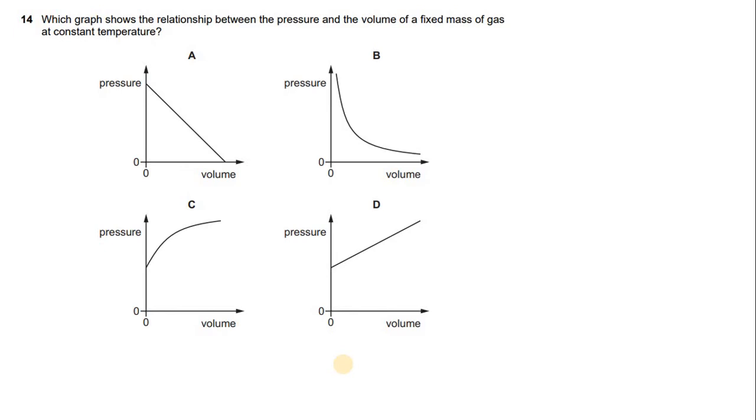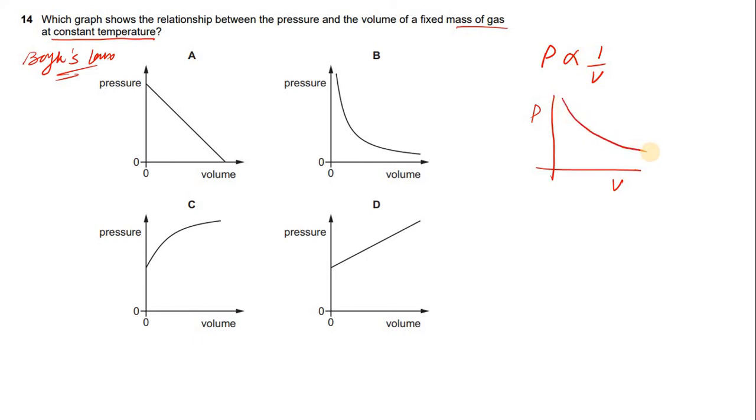Question number 14. Which graph shows the relationship between the pressure and the volume of a fixed mass of a gas at constant temperature? So this is basically Boyle's law. If you remember, the pressure of a fixed mass of a gas at constant temperature is inversely proportional to the volume. An inverse relation graph is a curve. So pressure against volume, because of inverse proportion, we have a curve going down. So of course, not a straight line, not this. B is the option.